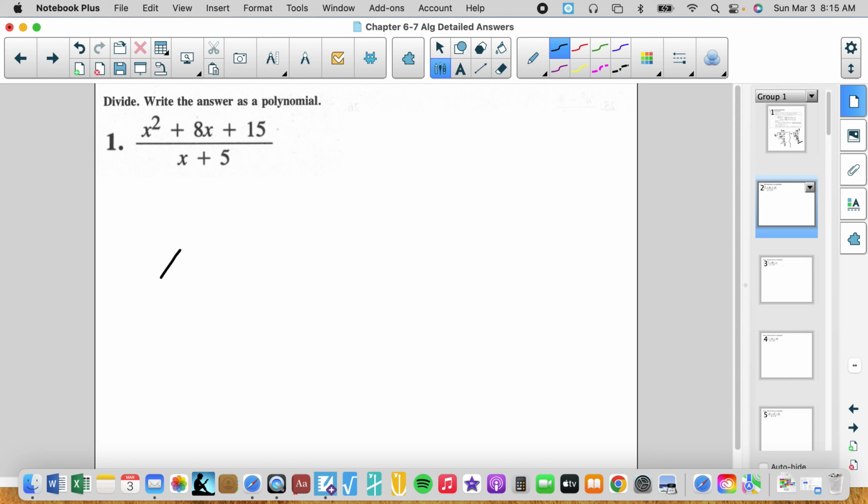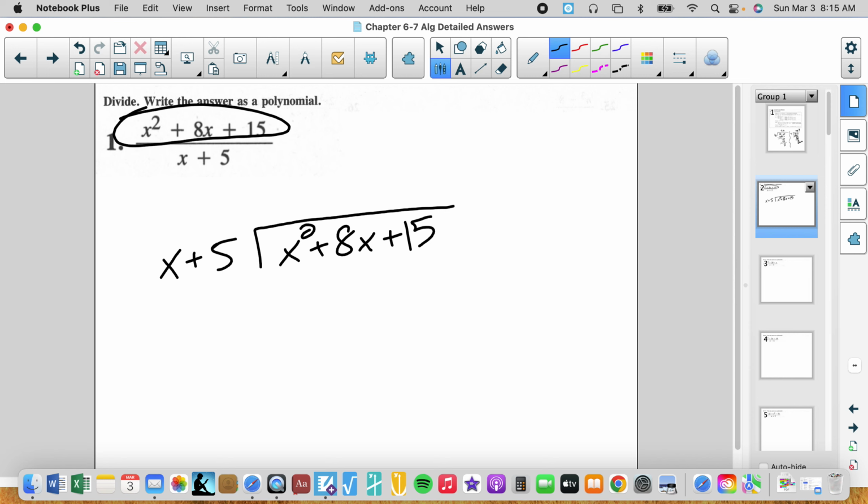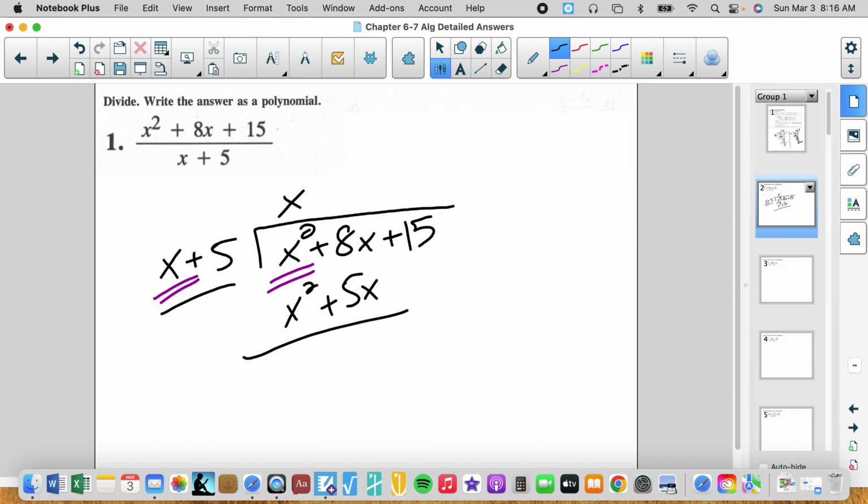So when we have x plus 5 divided into x squared plus 8x plus 15, instead of factoring this, oftentimes students will factor a times c, but this is long division, so we'll do it in this manner. We'll take the first term and see how many times it goes into the first term. So x goes into x squared x times. And so now we multiply it by this. X times x is x squared. X times 5 is 5x. And here's the hard part. Now I have to change each of the signs.